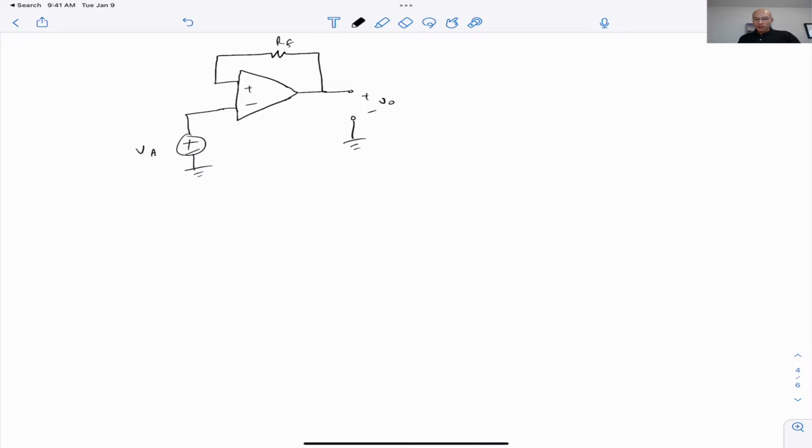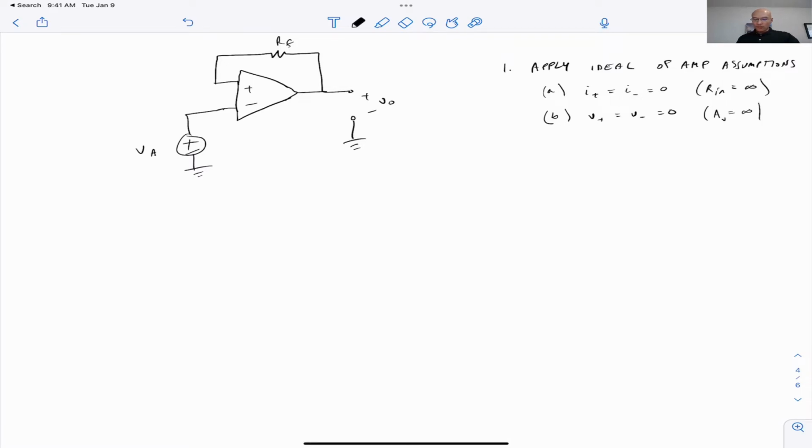The general approach to this is first to apply the ideal op-amp assumptions. And the two implications of the assumptions that I identified in the last video are that the input currents to the op-amp are zero. That's because the op-amp has infinite input impedance. And then a consequence of infinite gain is the fact that the two input voltages have to be the same.